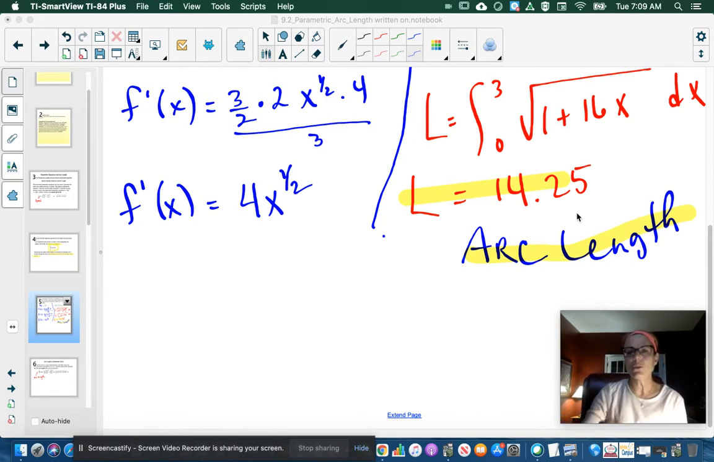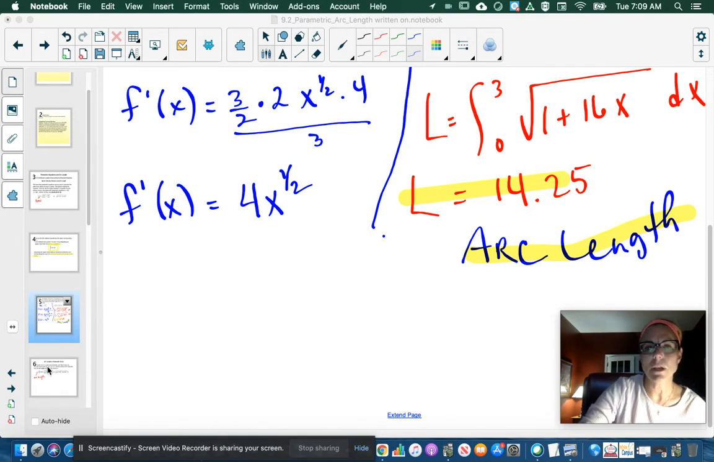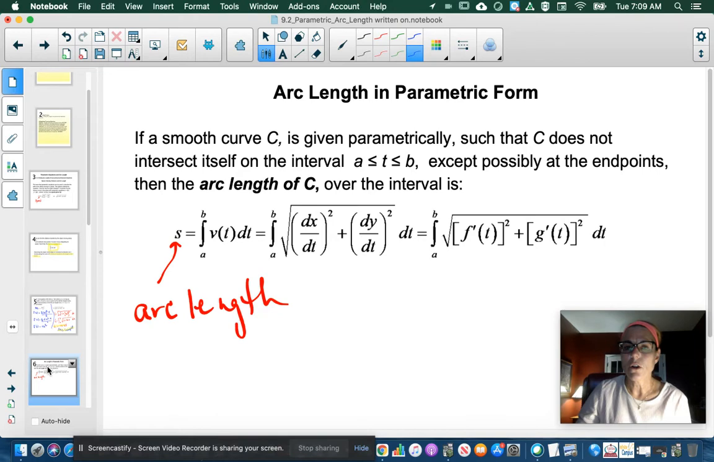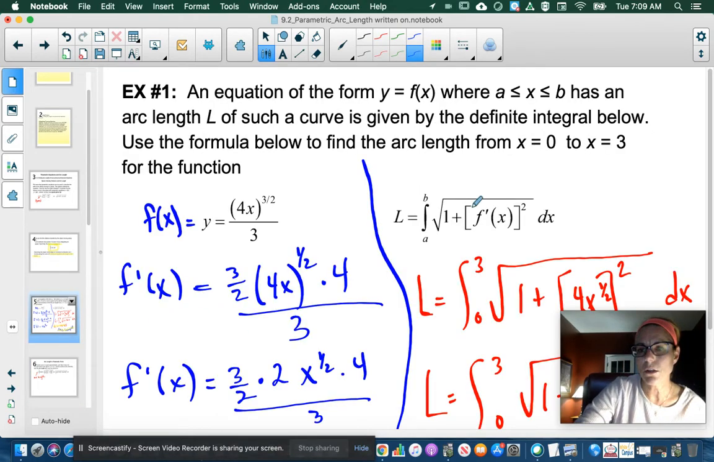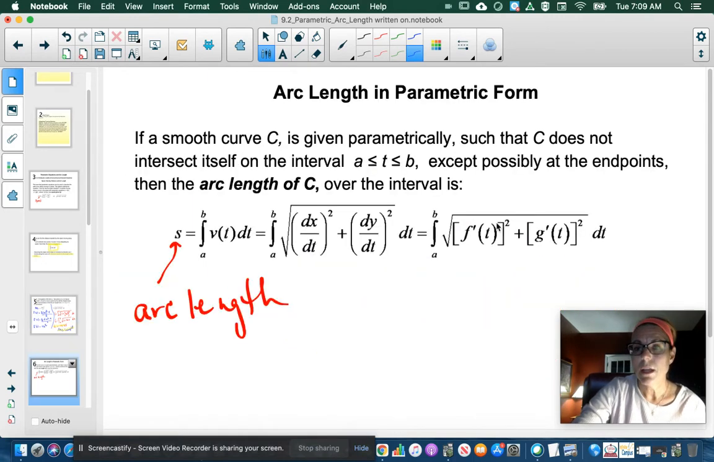Now today we're switching gears and moving on to parametric. Arc length in parametric form. Notice arc length in regular form is just integrating the square root of 1 plus f prime of x squared. Now we're still integrating, but we have dx over dt squared plus dy over dt squared. That is arc length. So basically, we are integrating velocity.